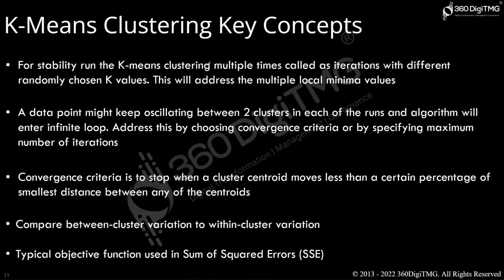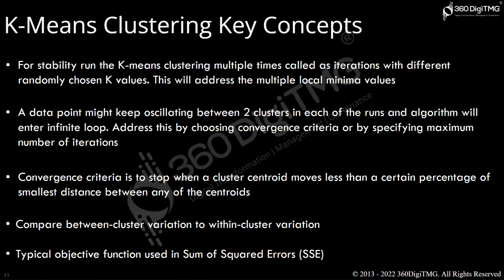A data point might keep oscillating between two clusters on each iteration, and this is addressed by choosing a convergence criterion and a maximum number of iterations. So basically, guys, a data point can keep oscillating between the two clusters, so it goes through a loop until the convergence criterion is met or the maximum number of iterations is reached.